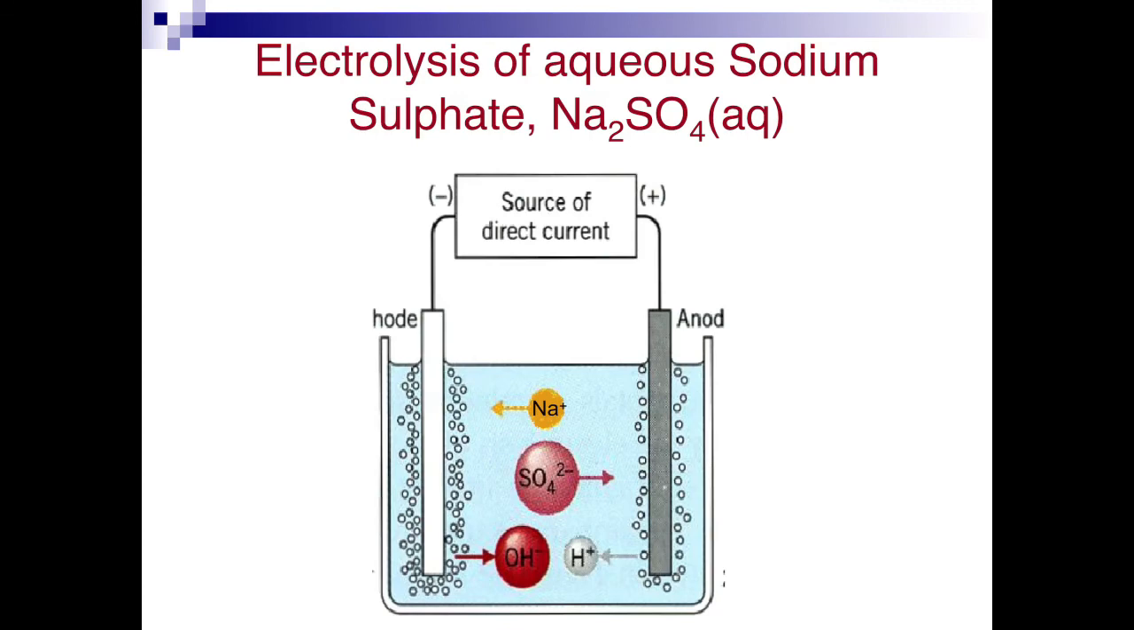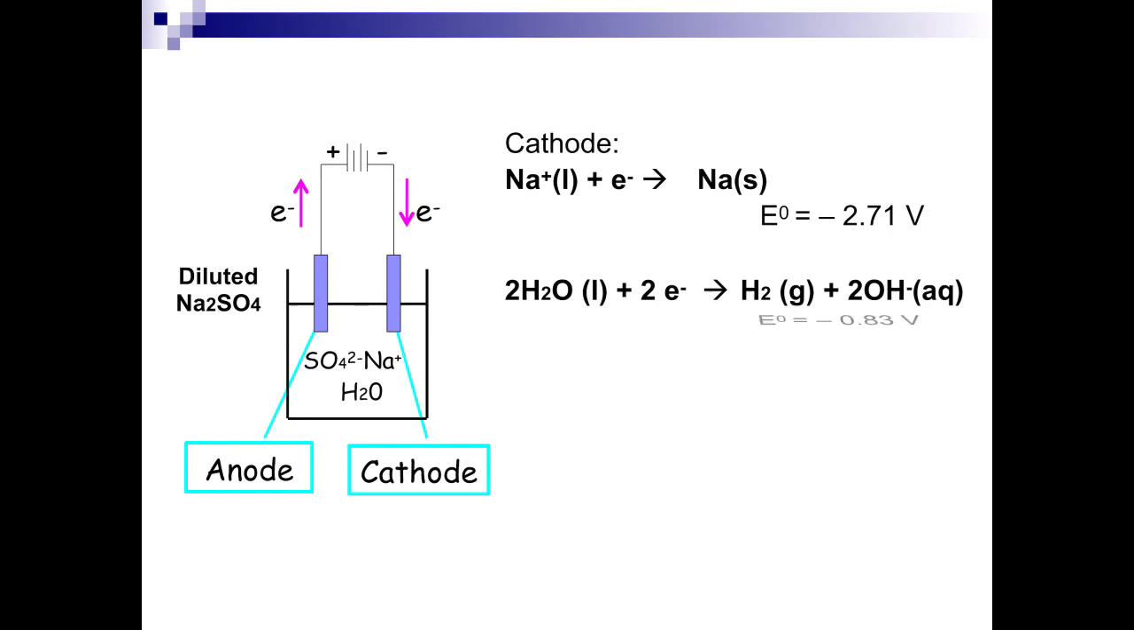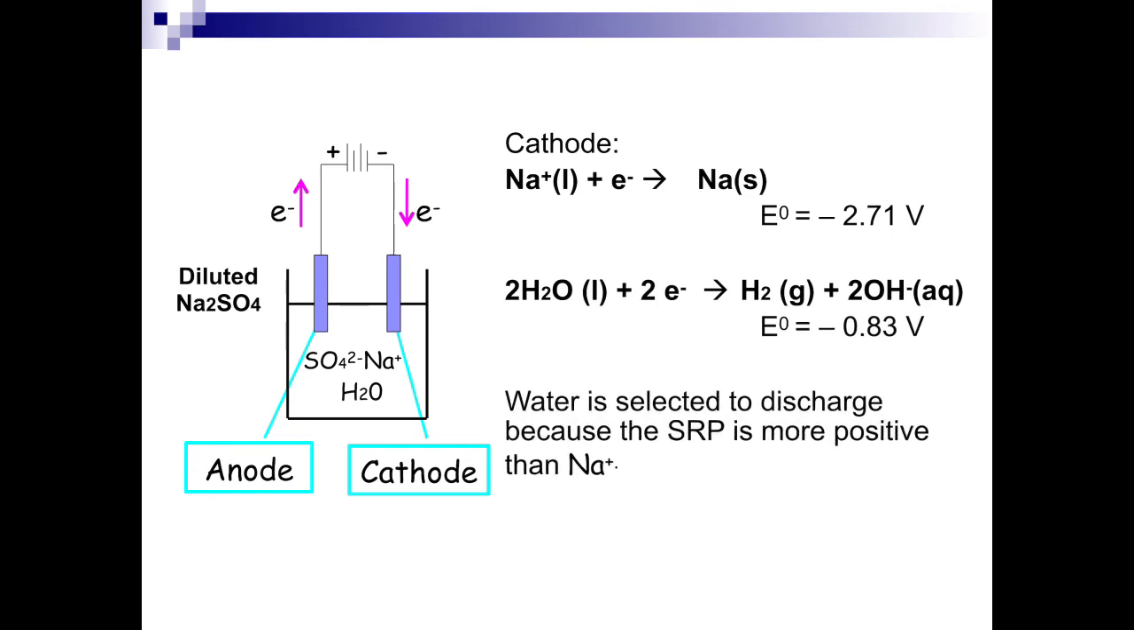Last but not least, we will look at the example for electrolysis of aqueous sodium sulphate. The diagram is as follows. In the electrolyte, the species present are SO4 2 minus, Na plus and water. At the cathode, they are Na plus and water, and as usual, by referring to their SRP values, water is selected to discharge because the SRP is more positive than Na plus.